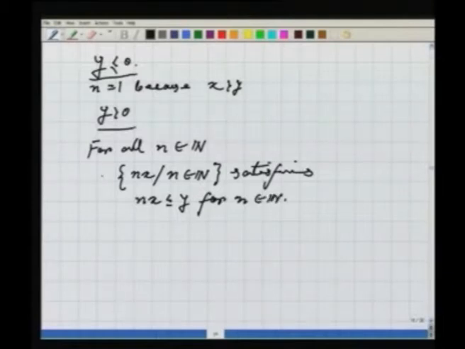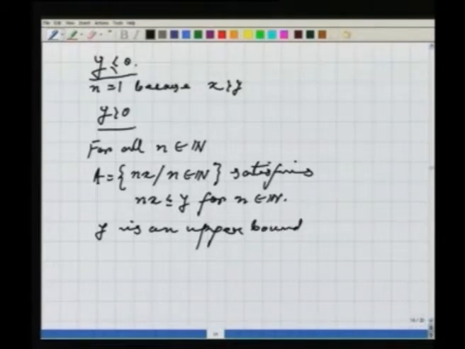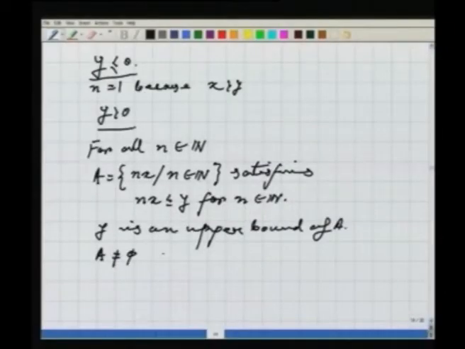Now, look at this set. If I call this set A, the set of all nx, then it turns out that y by definition is an upper bound of this set A. Well, I can easily check that the set A is non-empty, because certainly the element x is there. Then by the least upper bound property, A must have a supremum.